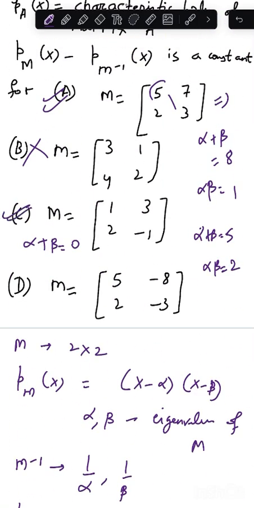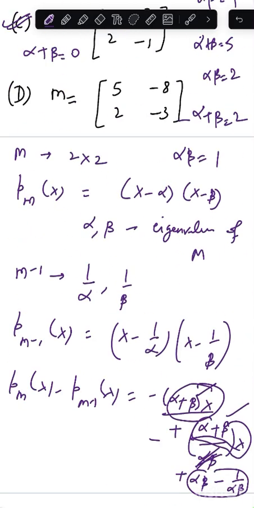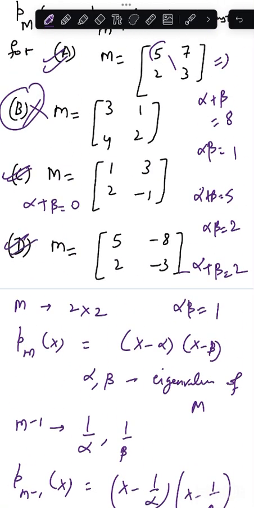Option number D, well, because of the same reasons as in B, I think this should not be correct either. But let's check it again. So alpha plus beta is 2, and alpha beta equals 1, right? So here alpha beta is 1, therefore this quantity gets cancelled by this quantity, and we're left with only a constant. So this is correct as well. So the correct options are A, C, and D.